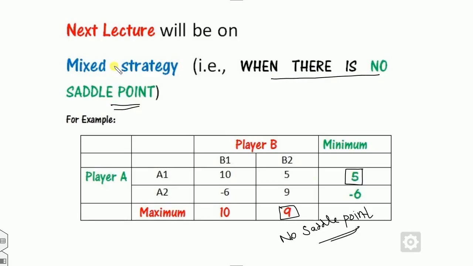Till then, you have to read the basic definitions presented in this presentation very carefully, so that you are able to learn what a two-person zero-sum game is, what strategy means, and what the value of the game means. Before moving on to the second lecture, learn these few terms and try to solve the saddle point problems carefully.